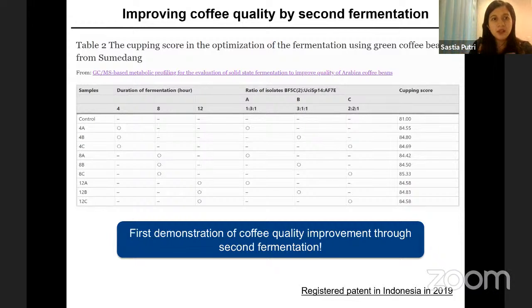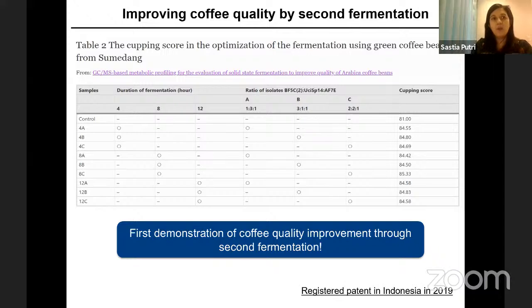Then, in short, we subject this to different kinds of coffee, as I mentioned before. And this is the description. For example, for A, B, and C, the duration of fermentation is 4 hours. And then we have the ratio of isolates also different. One is more dominant in the cellulolytic bacteria. One is more dominant in the amylolytic bacteria and things like that.